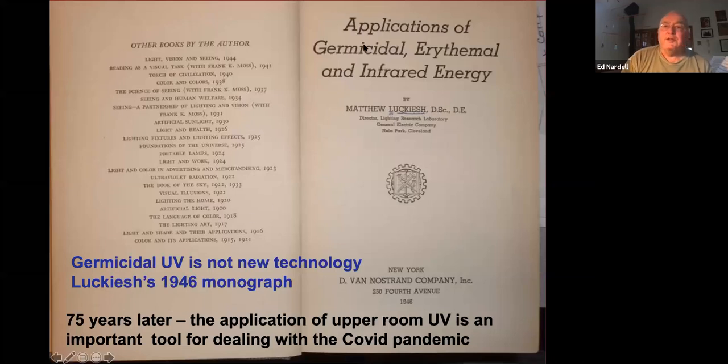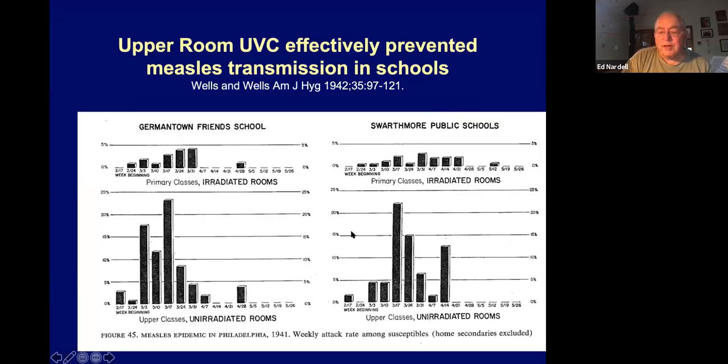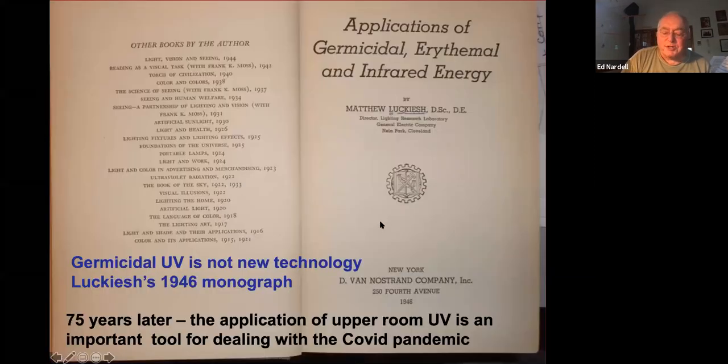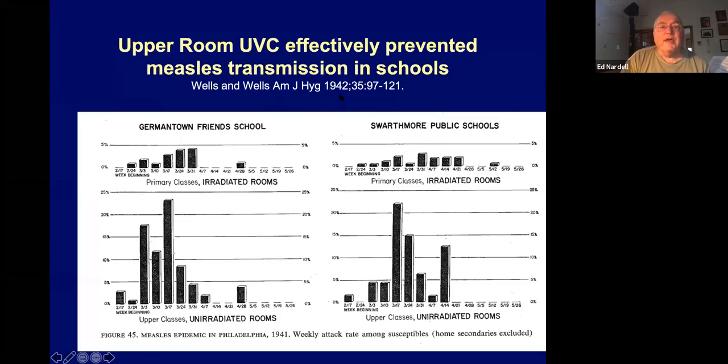Now, not new technology, upper room germicidal UV. This is a 1946 monograph, even before I was born, that talks about and shows you how to use germicidal UV pretty much exactly as we use it now. And it was widely used before there were antibiotics and vaccines. In fact, here is a school outside of Philadelphia, Swarthmore and Germantown, where UV was used in classrooms to stop the most infectious virus we know, which is measles.